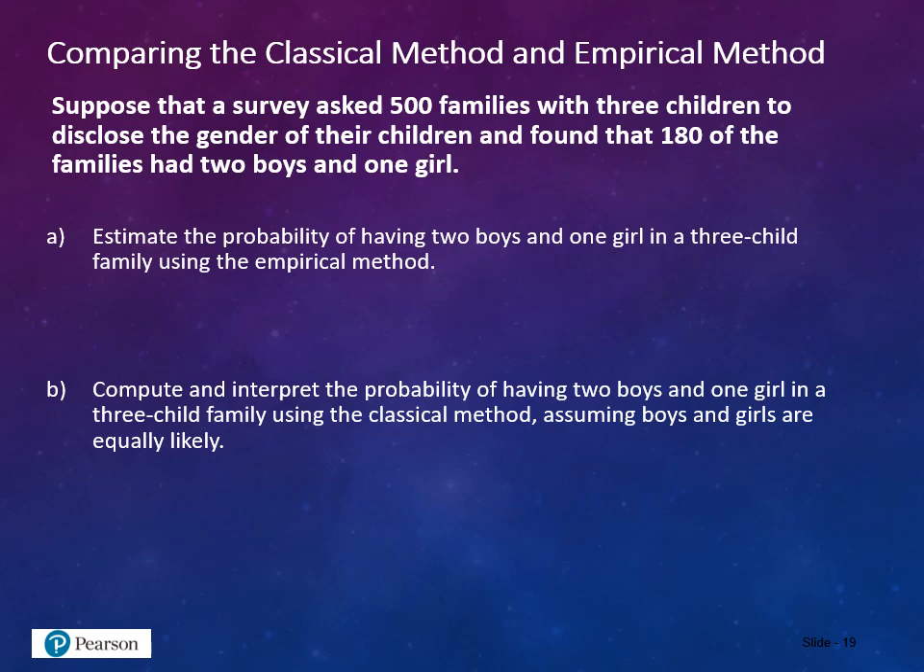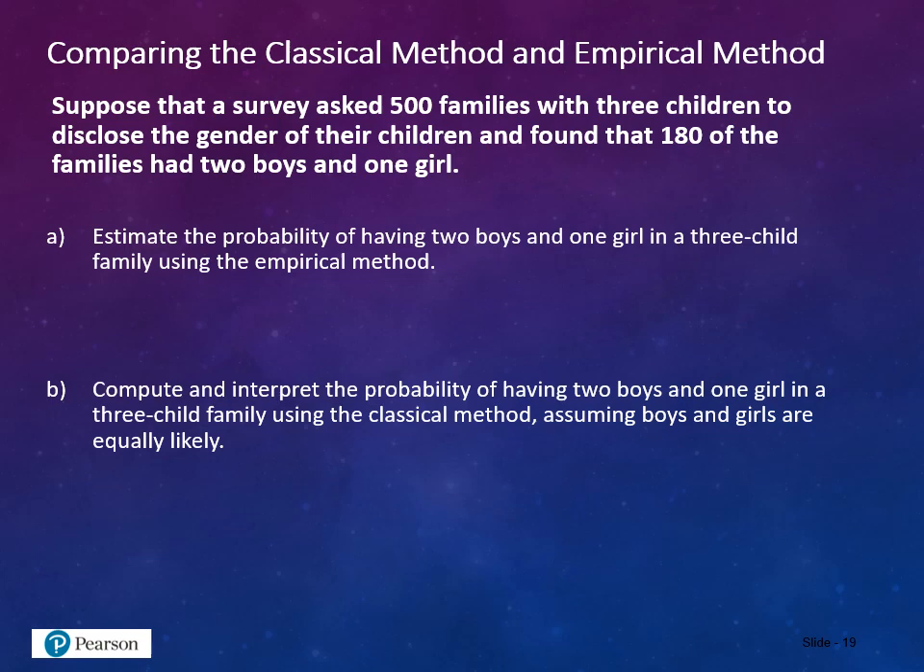I lied. There is one more example. Comparing the classical method and the empirical method. Suppose that a survey asked 500 families with 3 children to disclose the gender of their children and found that 180 of the families had 2 boys and 1 girl. Okay? Estimate the probability of having 2 boys and 1 girl in a 3-child family using the empirical method.